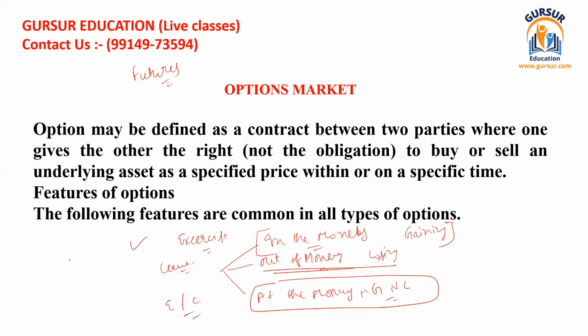Now you can see, you can believe that this is a kind of magic that happens in the derivative. So now you shall be able to understand this line again. Option may be defined as a contract between two parties where one gives the other the right, not the obligation. Right means he can exercise or he can't exercise, that's his wish. It's not the obligation to buy or sell an underlying asset at a specified price on a specified time.